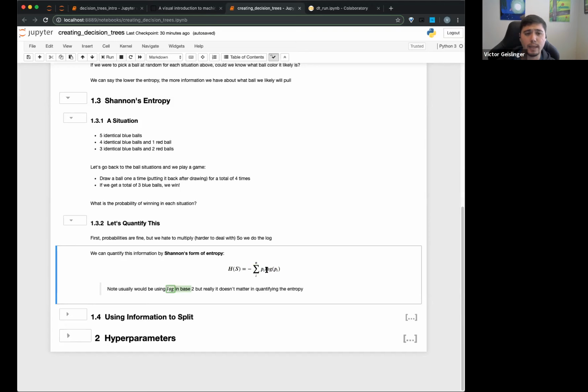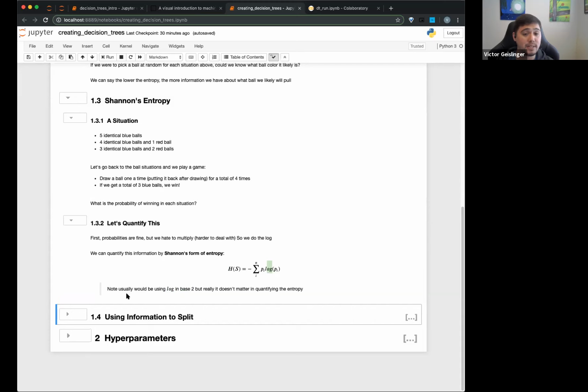Note that sometimes people put log base 2 or just log. If you're familiar with logarithms, it doesn't actually matter which log this is, because entropy is just a way for us to quantify how much information you have. I know I'm going through this pretty quickly, but that's because I'm saying don't really worry too much about it.